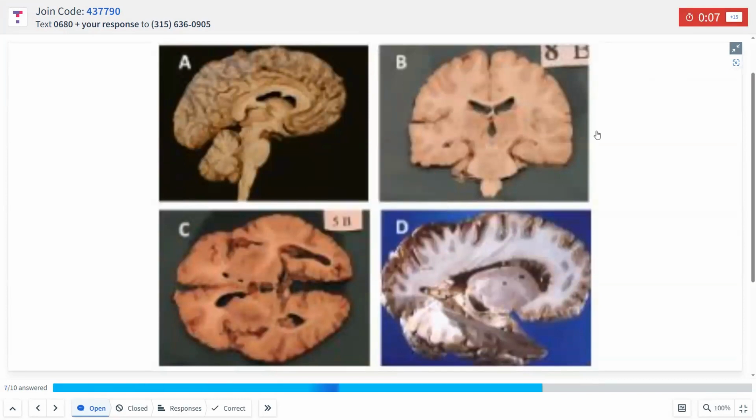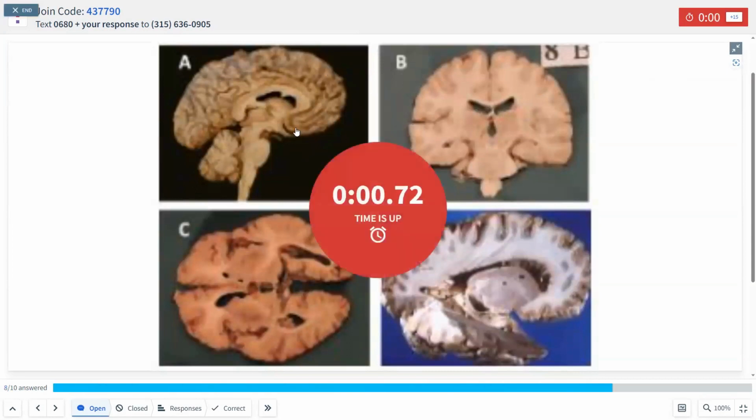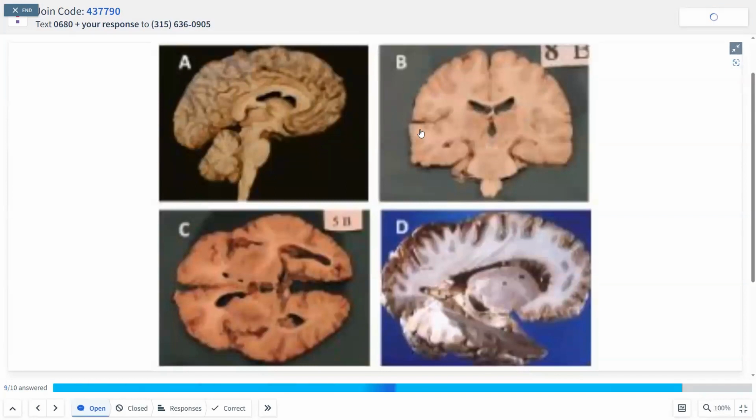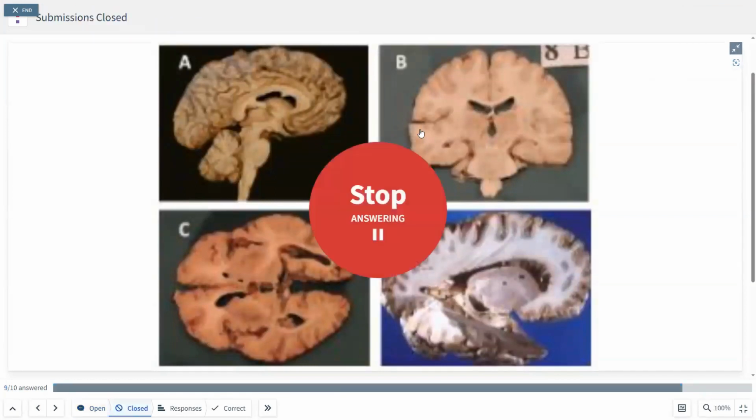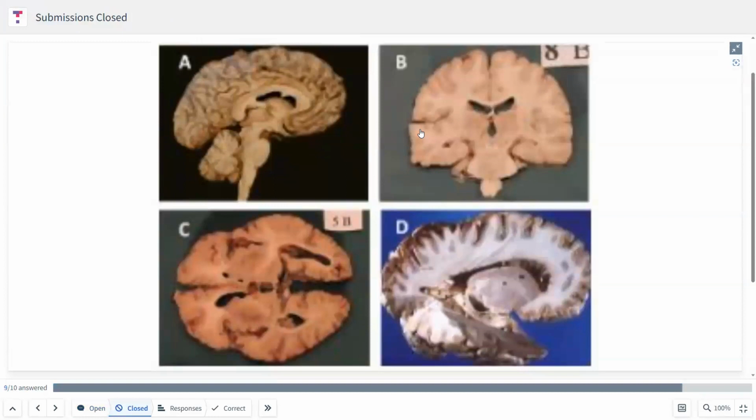Okay, so B is correct, right? So this would be along the frontal or coronal plane, giving us anterior and posterior parts. What would A be? Median, yeah, median. What would C be? Transverse or axial. What would D be?